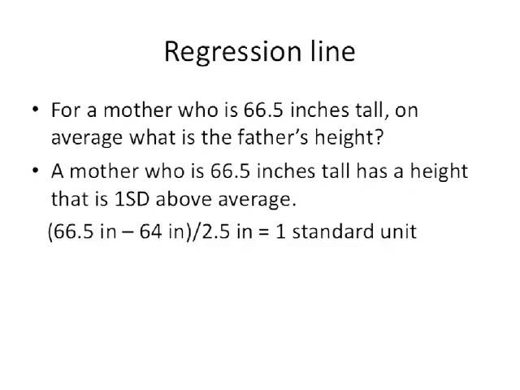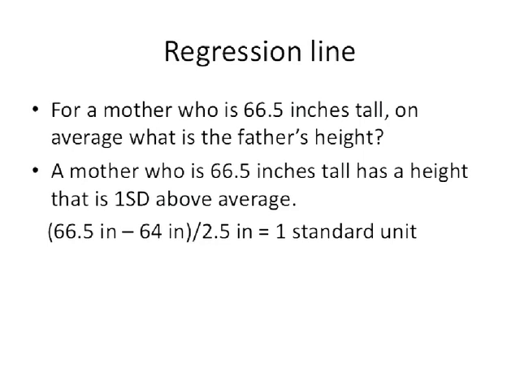So another way to do this is saying, okay, for a mom who's 66.5 inches tall, how far above average is she? How many standard units above average is she? So that's the sort of division by the SD of x. So a mother who's 66.5 inches tall has a height that's 1 SD above average. The average is 64. The SD is 2.5. So when we do this conversion into standard units, we see that she's 1 standard unit above average. Those are standard units for the mother's heights. Everybody with me?